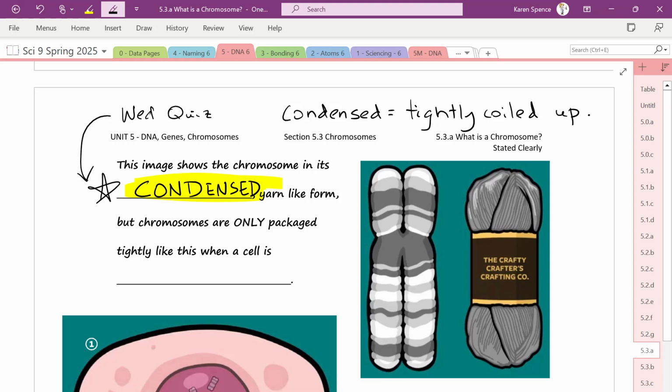However, chromosomes are only packaged up tightly like this when a cell is going to divide.